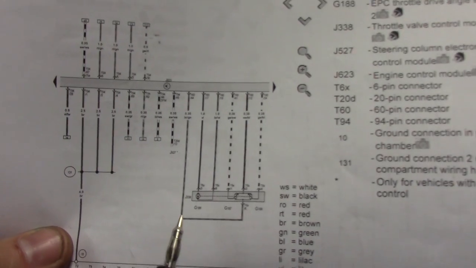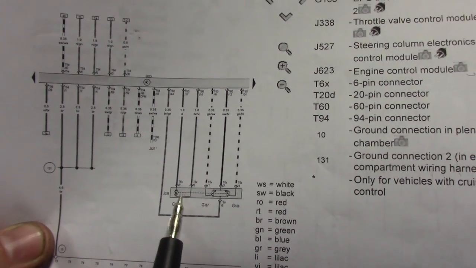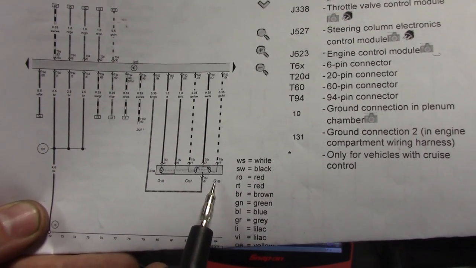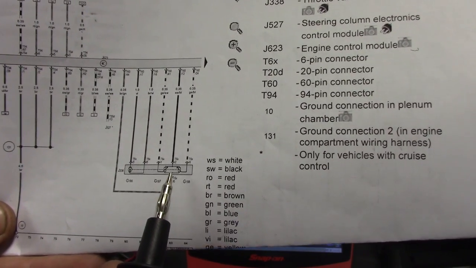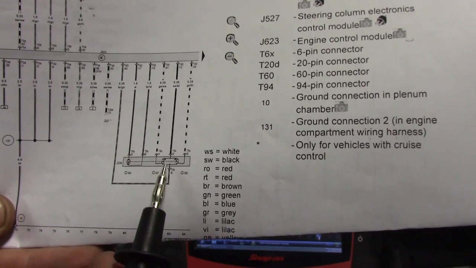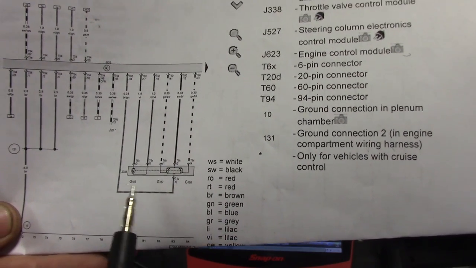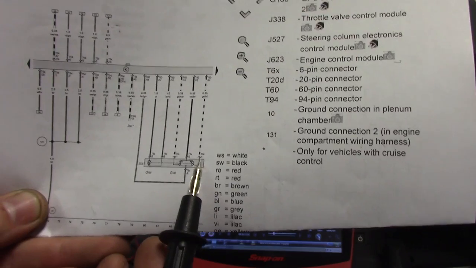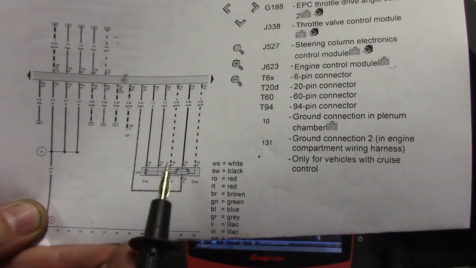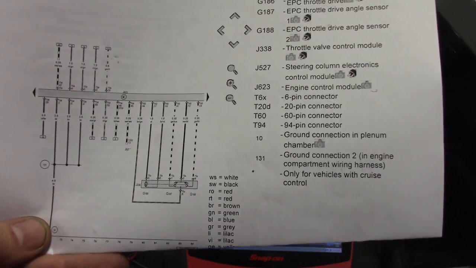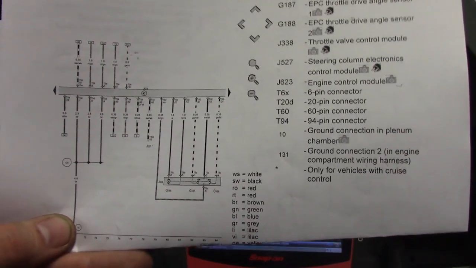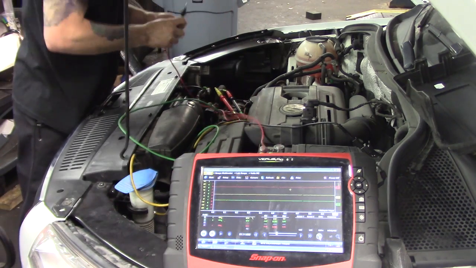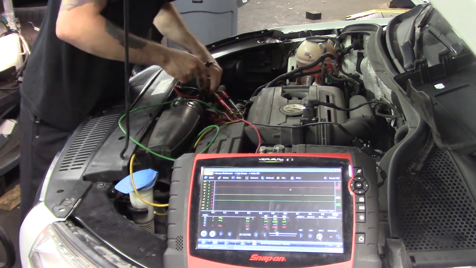So this would be the factory wiring diagram, pins 3 and 5, ECM control, and then we would have G187 and G188. Those are our throttle drive angle or throttle position sensors. There's two of them, and they share a 5 volt reference, and they share a ground. Pin 1 is going to be one throttle position sensor. Pin 4 is going to be the other. One should be 1 to 5, the other should be 5 to 1. So pins 1 and 4 is where I'm going with these green and red channels. So green we're going to put on pin 4, and red we will put on pin 1.